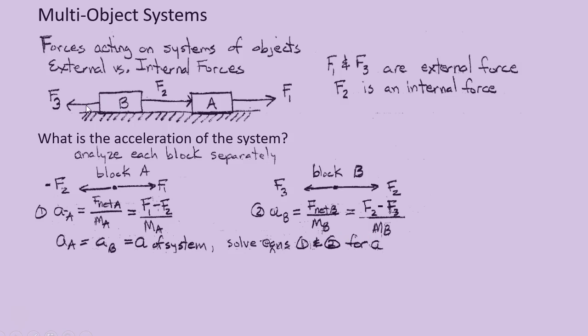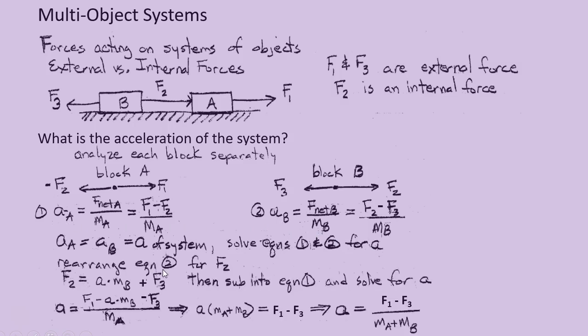Now we know since this system is connected by ropes, and we're assuming that the ropes do not stretch, both blocks need to accelerate at the same rate. That means that the acceleration of A is equal to the acceleration of B and is simply the acceleration of the system. So now we can solve equations 1 and 2 for A, because we can substitute A in for A sub B and in for A sub A.